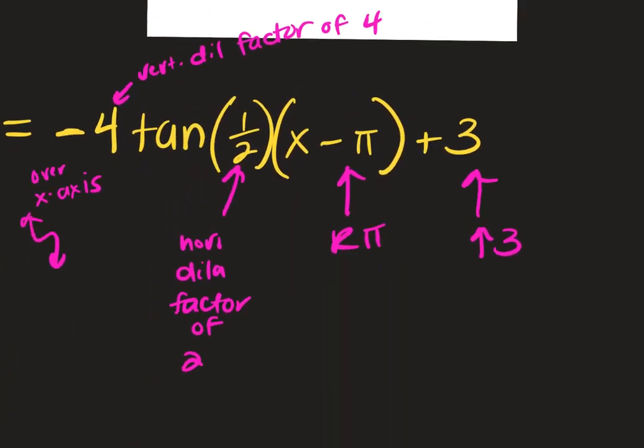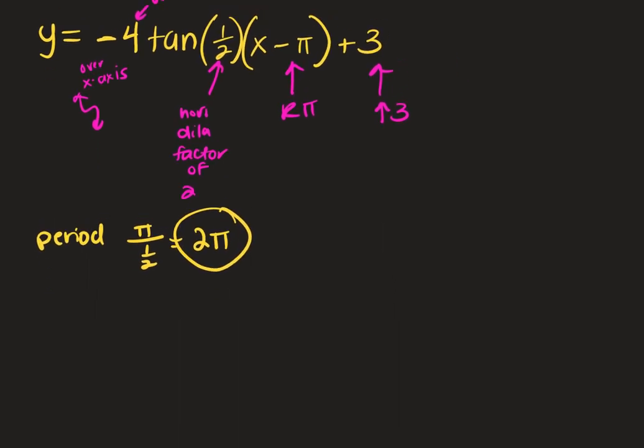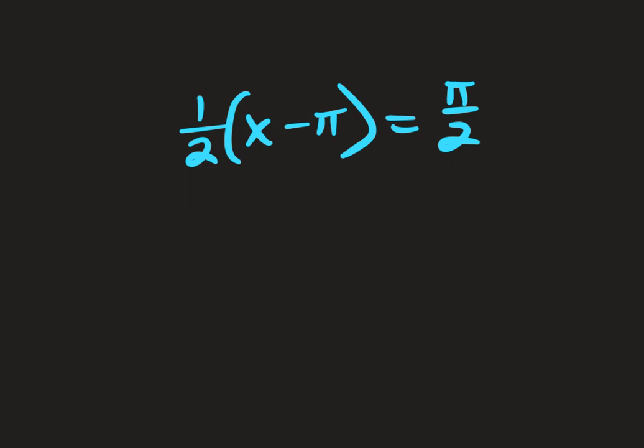So after you describe all of that, then we find the period, which is pi over b. So pi over 1/2 is going to be 2 pi. That's the period. And then I find my asymptote by taking everything that's next to tan, not added or subtracted with the vertical stuff, but everything next to it, and setting it equal to pi over 2. So 1/2 x minus pi equals pi over 2. And I want to solve for x. You could distribute, but then you're just going to have to divide by it anyway, so you might as well just get rid of this.